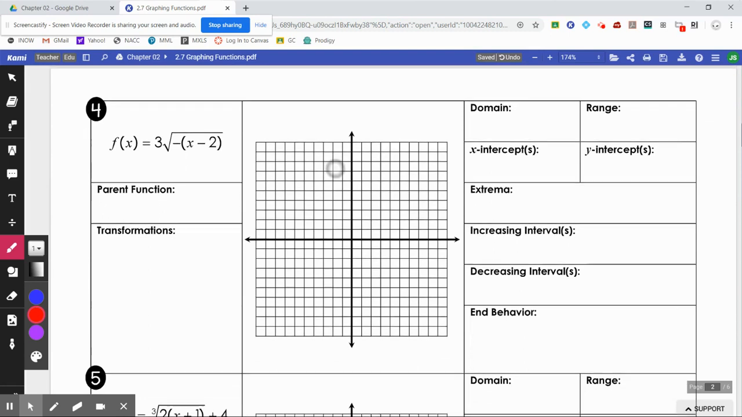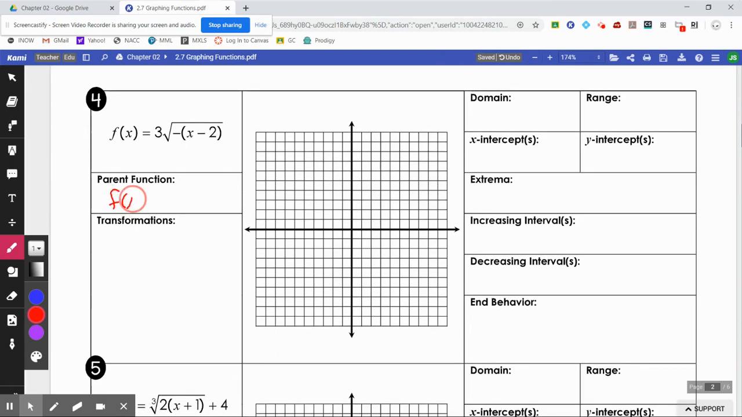Number 4, our parent function is y equals the square root of x. And there, I've graphed that for you. We have 3 transformations. Let's start out with our stretches and compressions. The 3 on the outside would be a y stretch times 3. The negative on the inside will flip it horizontally. That's going to be a flip across the y-axis. And then the minus 2 moves it to the right 2.